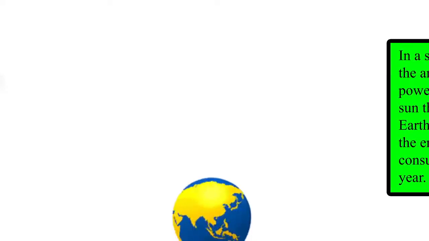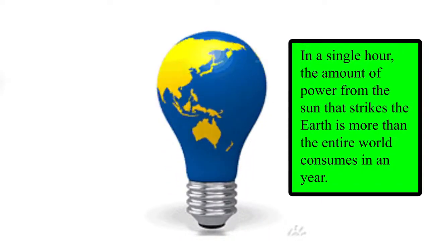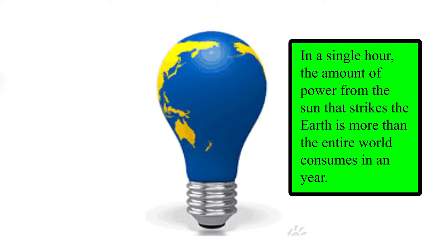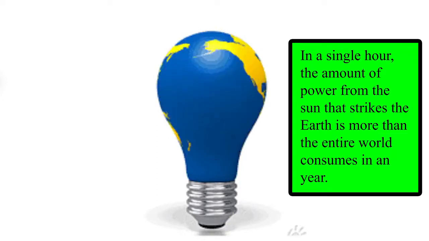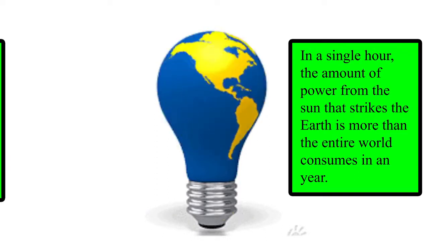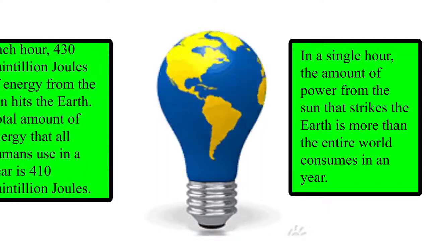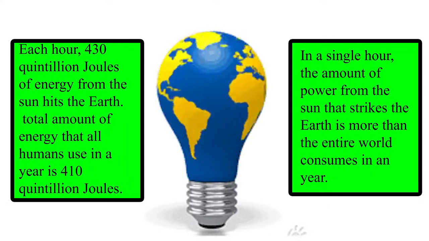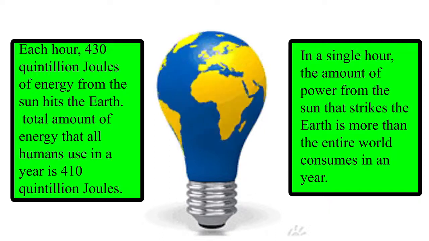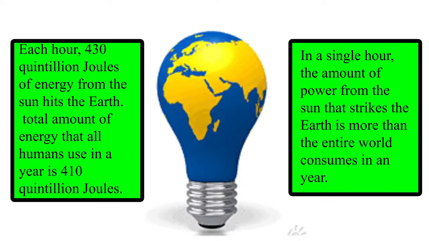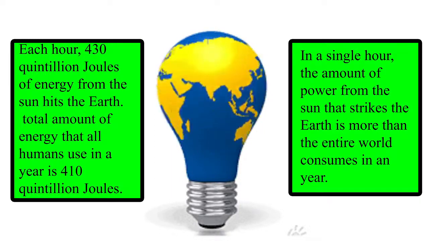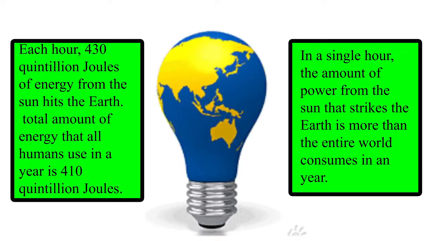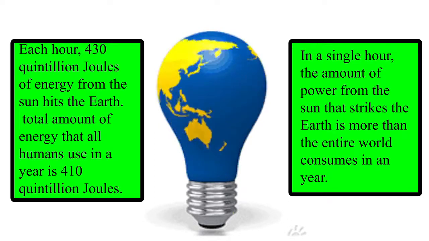In a single hour, the amount of power from the sun that strikes the Earth is more than the entire world consumes in a year. To put that in numbers, each hour, 430 quintillion joules of energy from the sun hits the Earth. That's 430 with 18 zeros. In comparison, the total amount of energy that all humans use in a year is 410 quintillion joules.